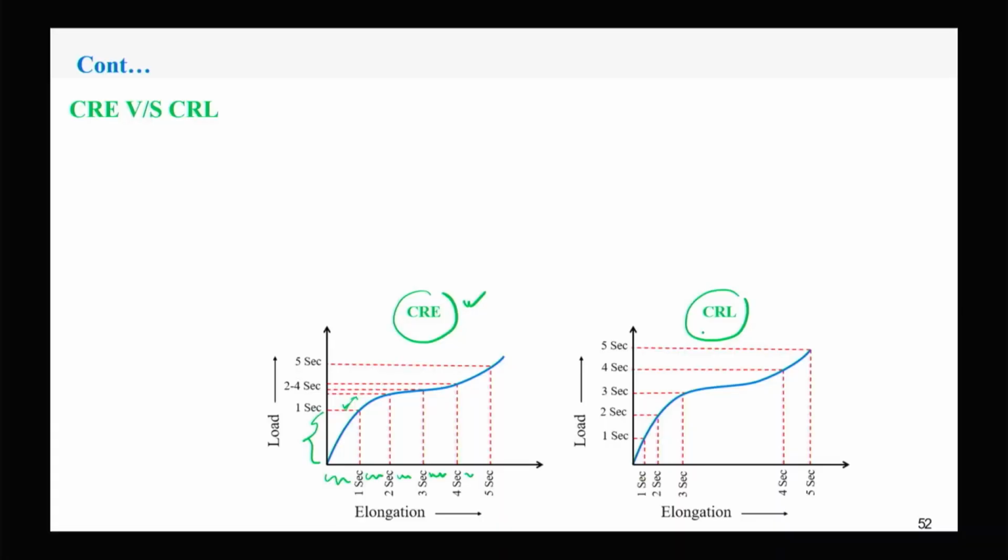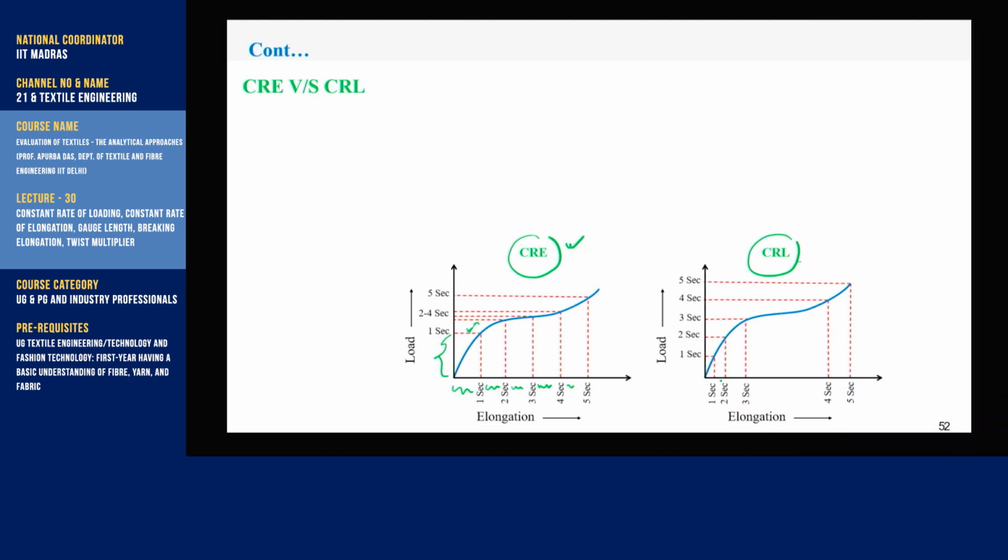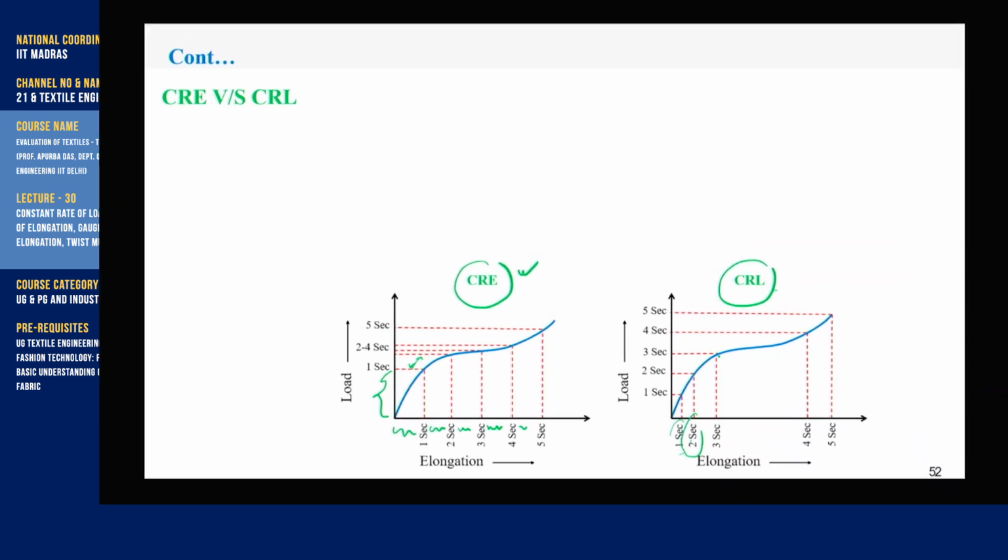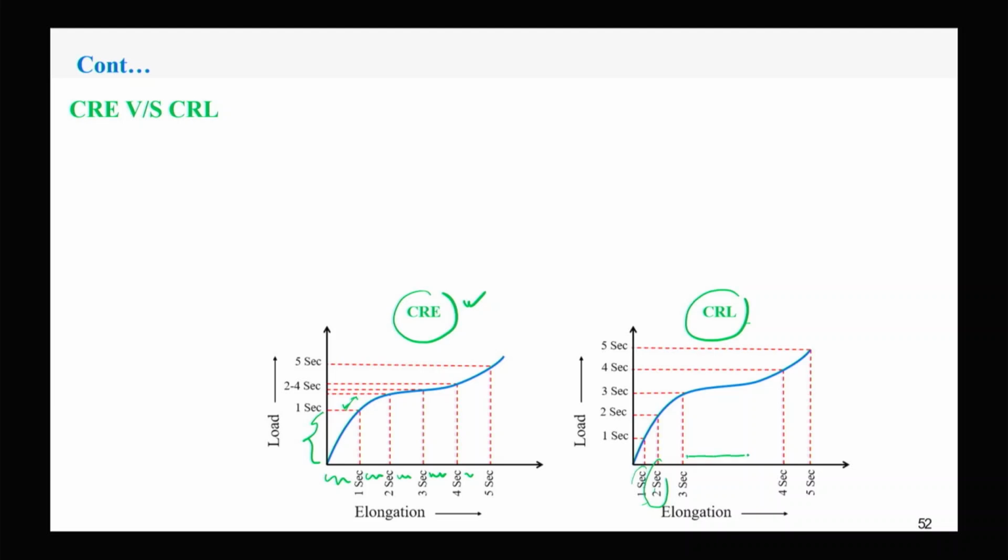Similarly, when we keep the CRL principle, that means the loading is increasing at constant rate, the same loading every second. In that case, the extension will be entirely different. For the first load, the extension is low, but the second extension will be a little higher. Third, it is further higher. Third to fourth, it's maximum. Then it's again reducing. So depending on the nature, the extension varies.